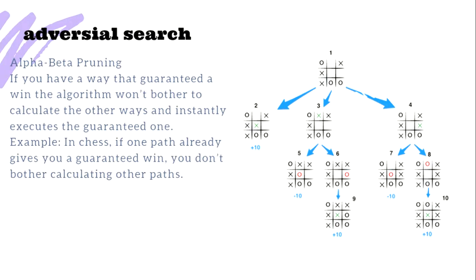The second example is alpha-beta pruning. If you have a way that guarantees a win, the algorithm won't bother to calculate the other ways and instantly executes the guaranteed one. For example, in chess, if one path has already given you a guaranteed win, you don't bother calculating other paths.